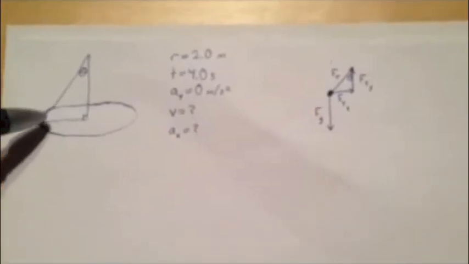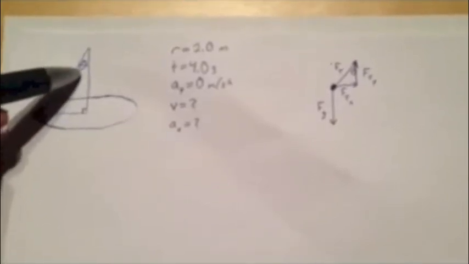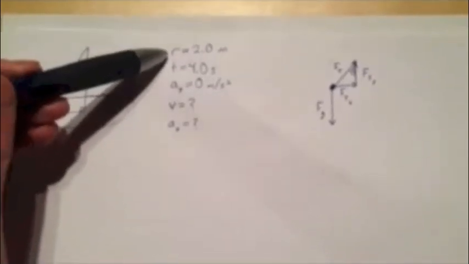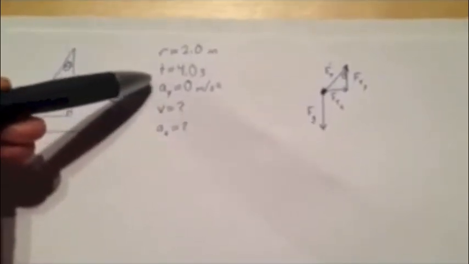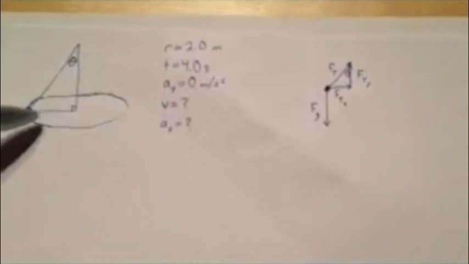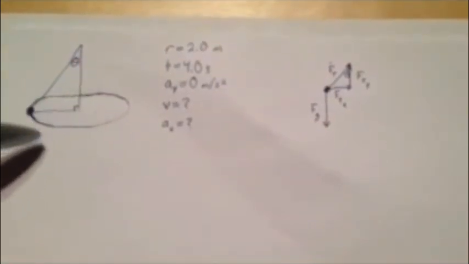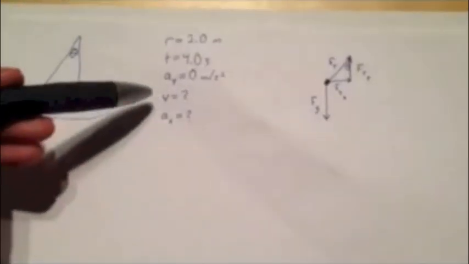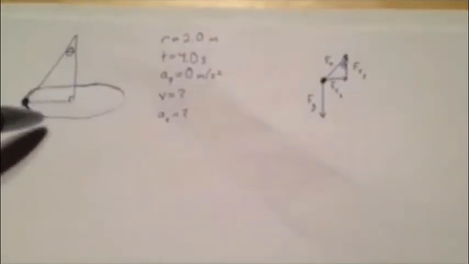Anyway, so we have our ball there and we're solving for this angle up here that's being held by the string. And so we are given that the radius is 2 meters, the time is 4 seconds, and the acceleration in y is 0. And that's only because it's a horizontal circle and the ball is not moving up or down. And what we're solving for is the velocity and the acceleration of the ball going around the circle.